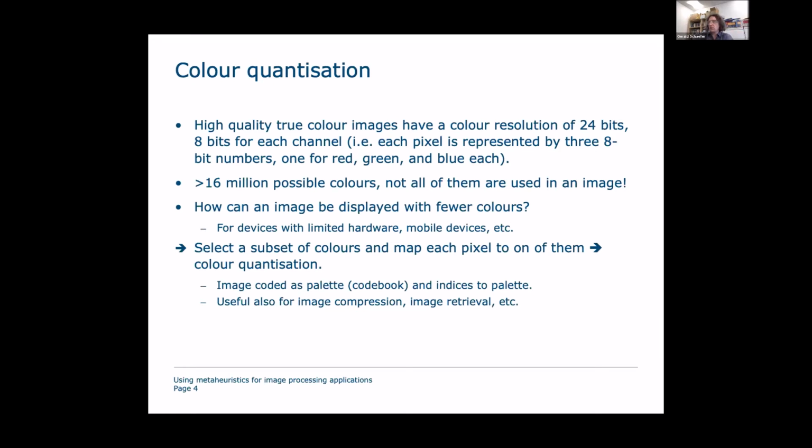Now, typically, images won't use all of these. And on the other hand, we can't actually distinguish so many different colors. We can distinguish something like 1,000 colors or so, roughly. And then, of course, that's more historic in a sense.